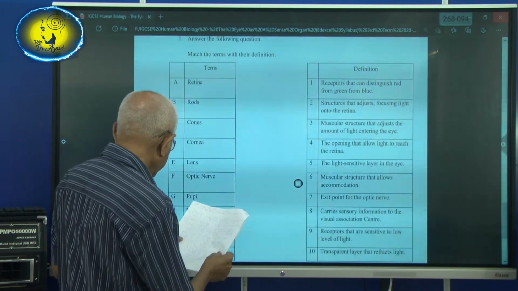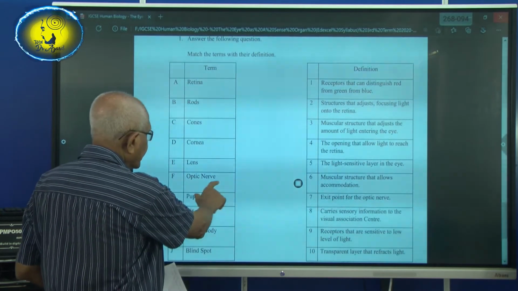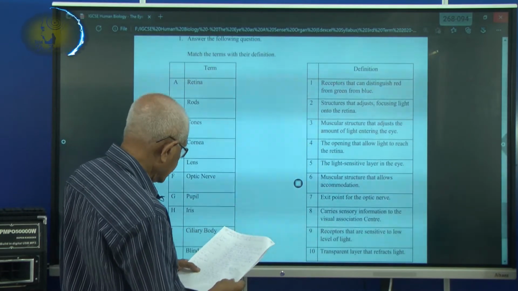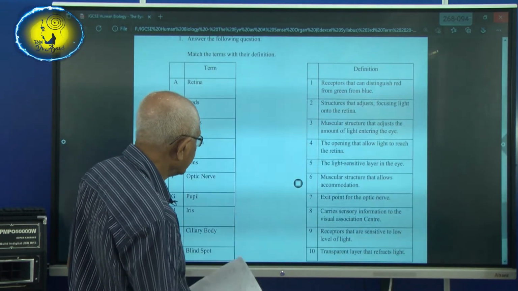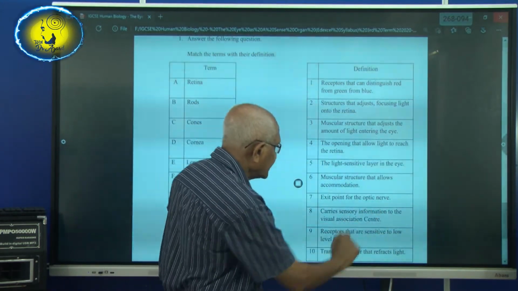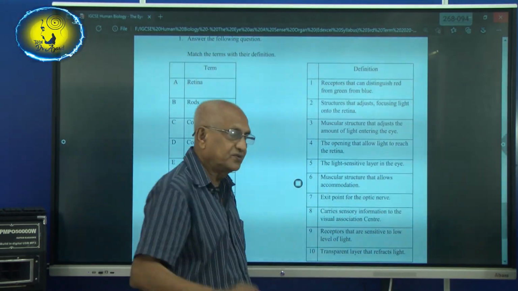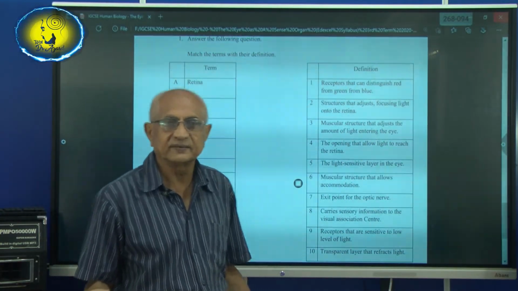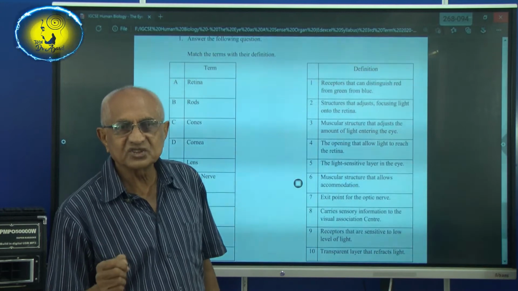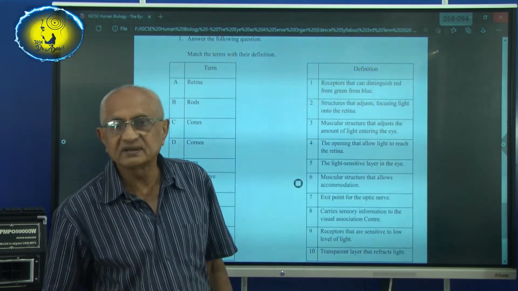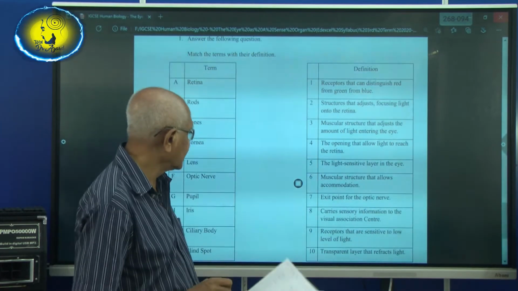Then we look at F, the optic nerve. What does it go with? Matching with? The optic nerve carries sensory information to the visual association center. Where is this center? It carries messages to the brain through the optic nerve.